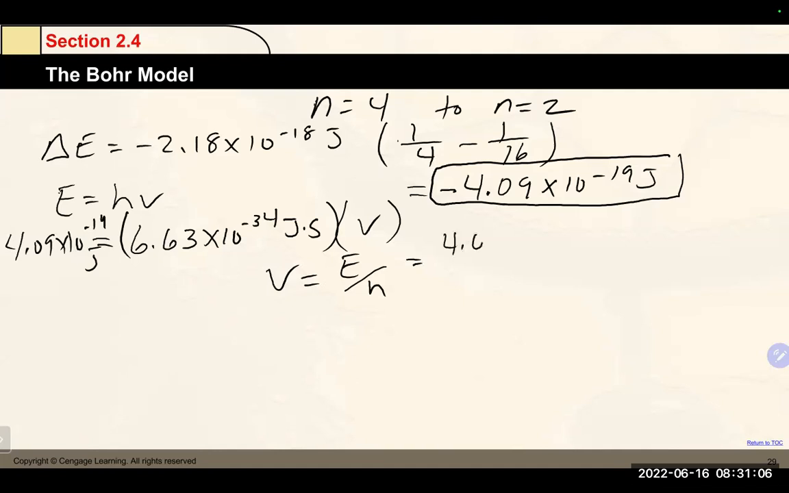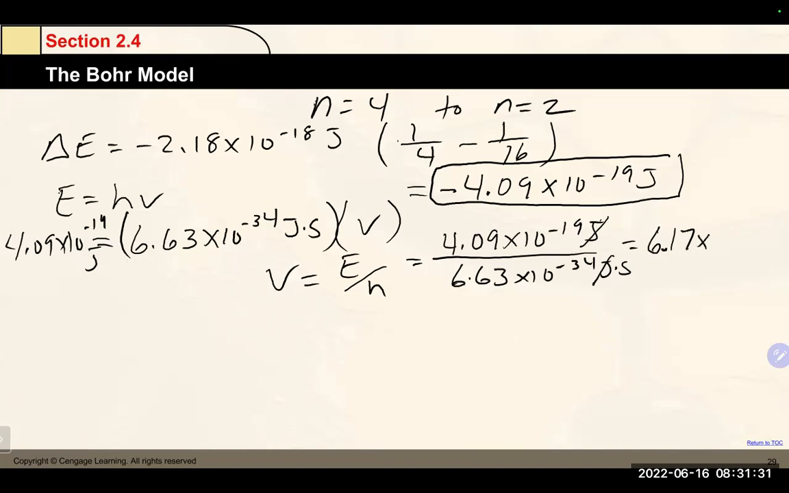So putting those numbers in: 4.09 times 10 to the minus 19 joules divided by 6.63 times 10 to the minus 34 joule seconds. Once again, the joules will cancel, leaving us 1 over seconds for our units. And if we do that, we will yield something in the ballpark of 6.17 times 10 to the 14 reciprocal seconds. And that would obviously be our frequency at this point.